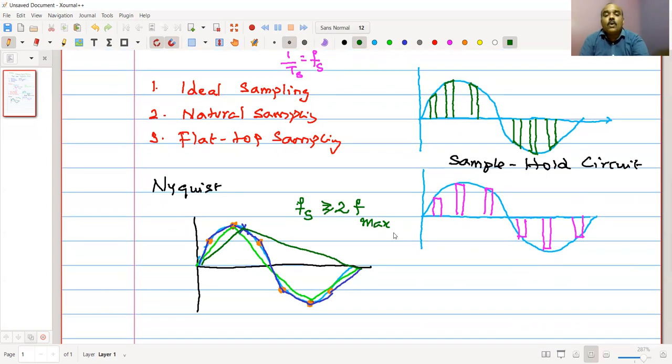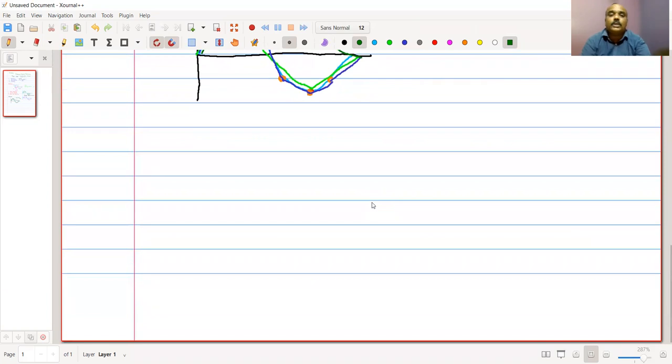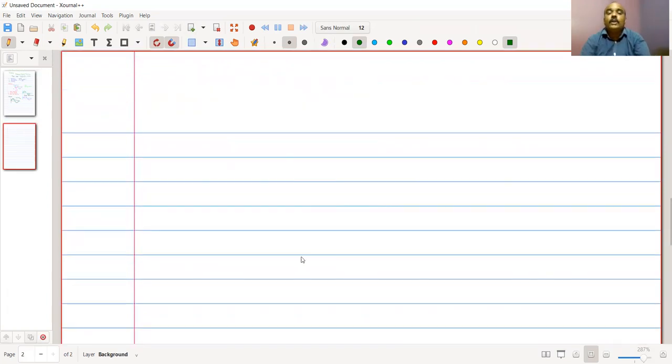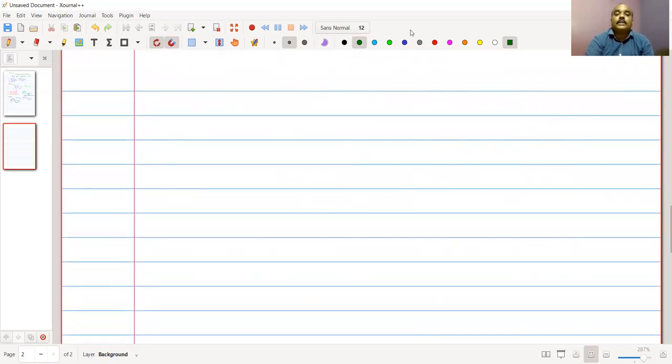Now, after we achieve these samples, we go through the last two important procedures. One is called quantization, which is an approximation. We are going to approximate them to some known fixed discrete values, and then we will encode it to binary. So let us see how that procedure works. We will use an example and then discuss it. So we are talking about the quantization process.